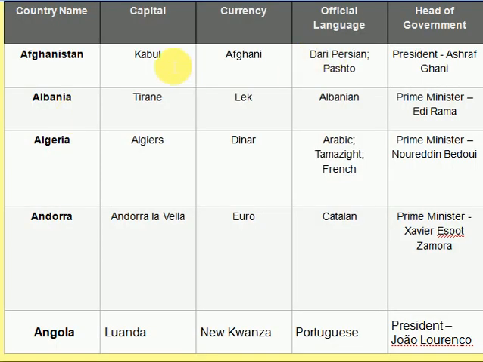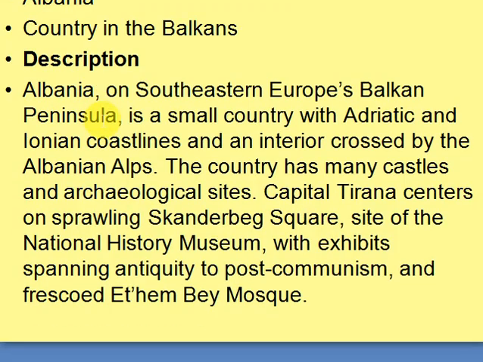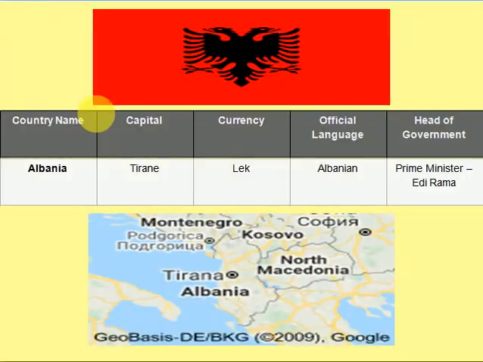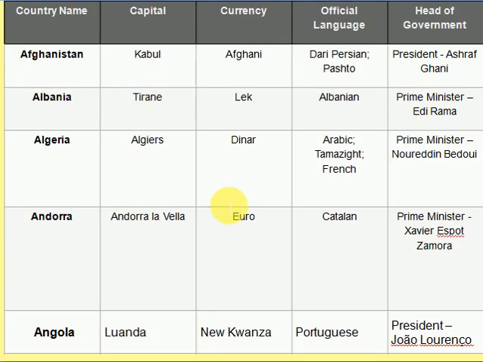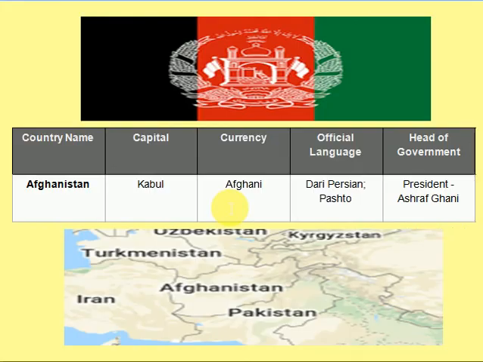We have these countries we are going to discuss in this module: Afghanistan, Albania, Algeria, Angola, and along with this, alphabetically I have taken 5 countries starting from the letter A, and 4 countries starting from the letter B. We'll be having different discussions on these countries about the capital, currencies, official languages and head of the government. Here is the first country we'll be discussing, Afghanistan.